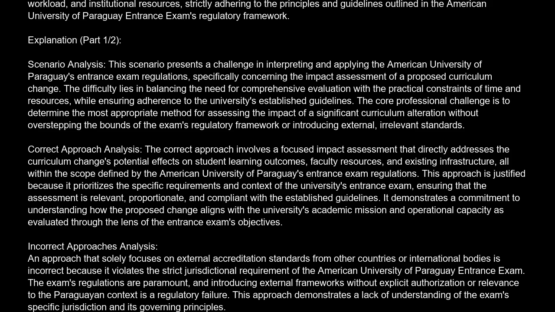The core professional challenge is to determine the most appropriate method for assessing the impact of a significant curriculum alteration, without overstepping the bounds of the exam's regulatory framework or introducing external, irrelevant standards.